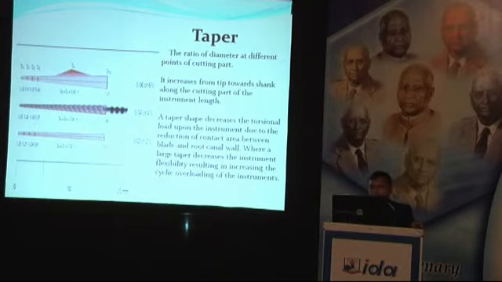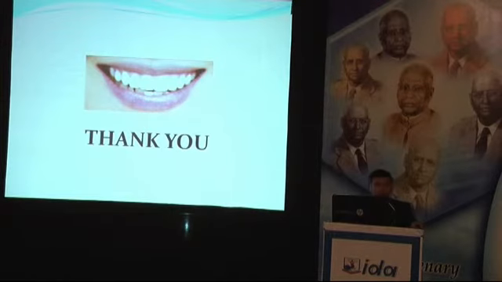Taper is the ratio of diameter at different points of the cutting part. It increases from the tip towards the shank along the cutting part of the instrument length. A small taper decreases the torsional load upon the instrument due to reduction of contact area between blade and root canal wall, whereas a large taper decreases the instrument flexibility, resulting in increased cyclic overloading of the instrument. Thank you.